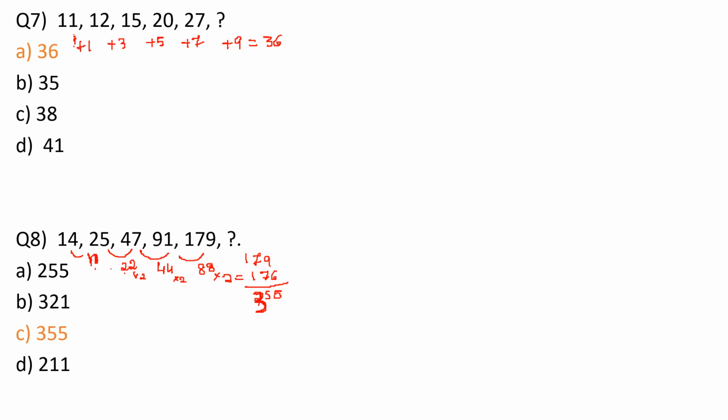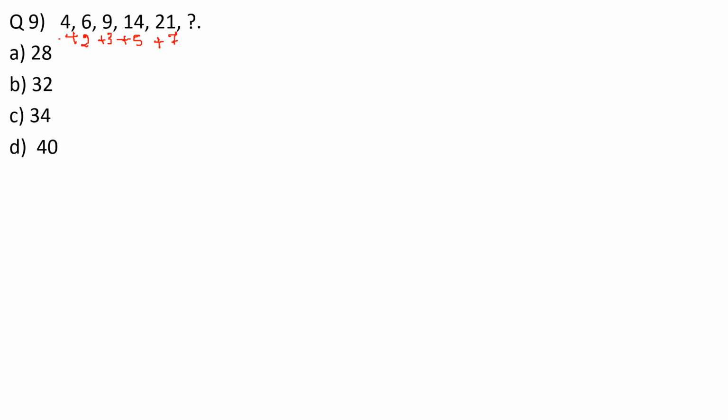Okay. Next question. 4, 6, 9, 14, 21 and next. Now let us see the difference here. What is the difference between 4 and 6? So 4 plus 2 is 6. 6 plus 3 is 9. 9 plus 5 is 14. 14 plus 7 is 21.